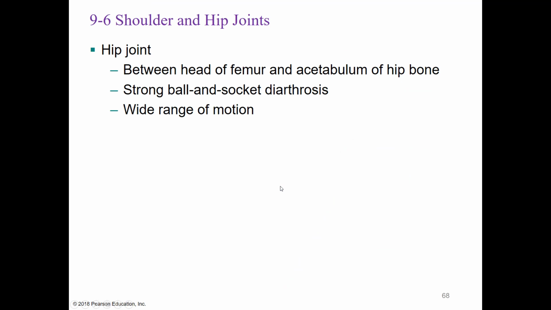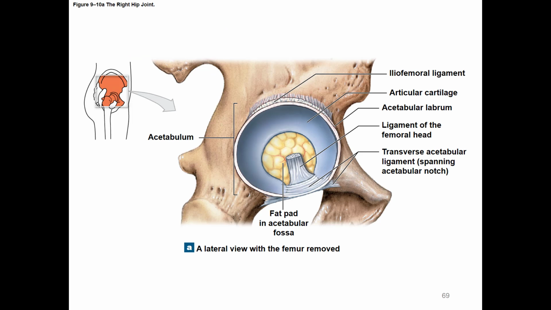Hip joint between the head of the femur and the acetabulum of the hip bone. It's a strong ball and socket diarthrosis. It is triaxial and has a very wide range of motion. So here's the hip bone or os coxa, and this is the socket, the acetabulum. This is where the femur would insert into the acetabulum.